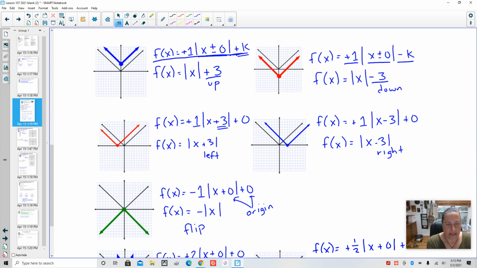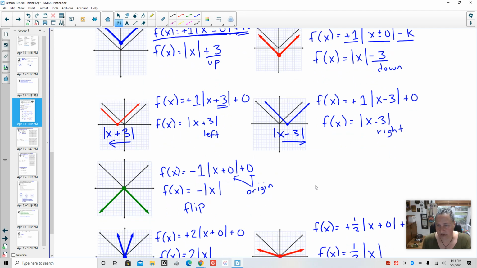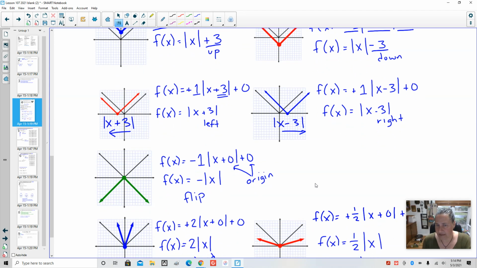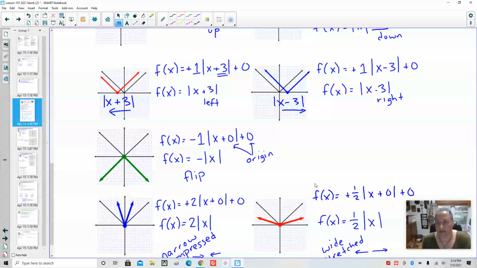Look at this next one. Okay, so +1. So it's going to open up, slopes of 1 and 1. And then it's the absolute value of x plus 3. So a +3, the absolute value of an x plus 3 shifts it left. Okay? And then I didn't move it up or down at all, so there is no k value. Look at this one. This is a -3. X minus 3 is going to shift it to the right. And then no k, I didn't move it up or down, and it's a +1 for the a. So it is a slope of 1 and 1 opening upwards.